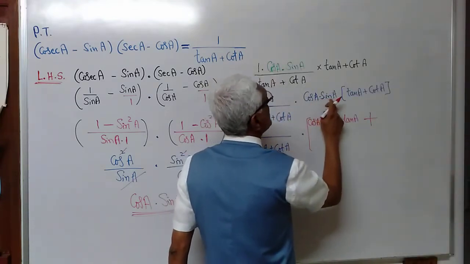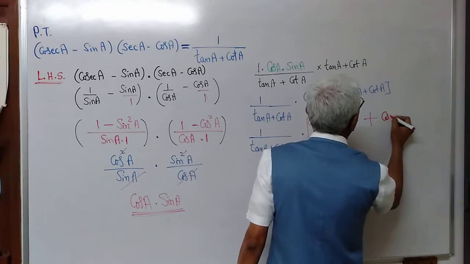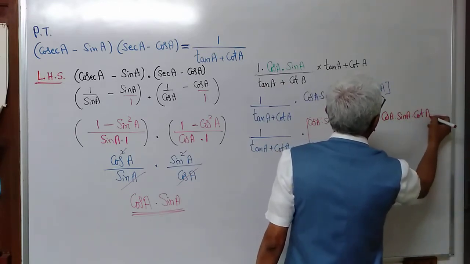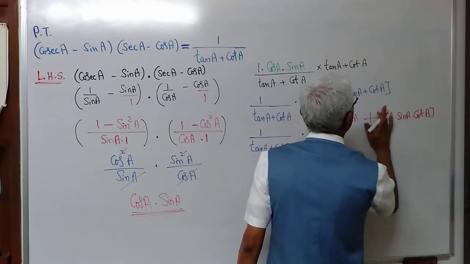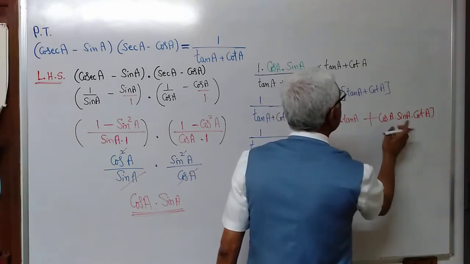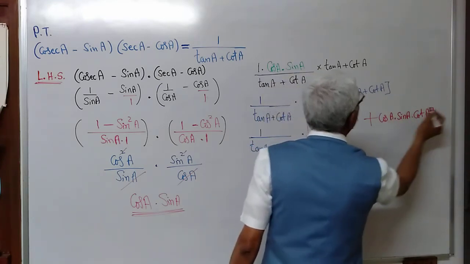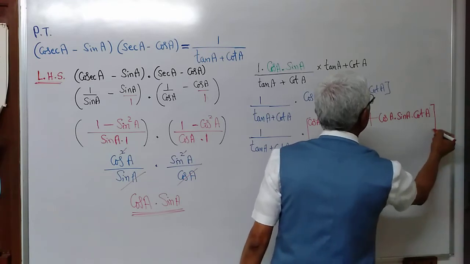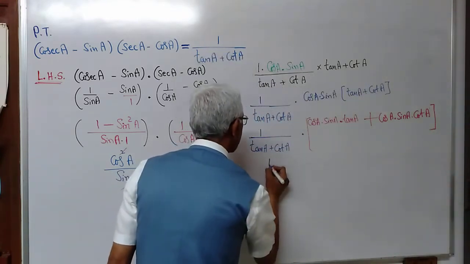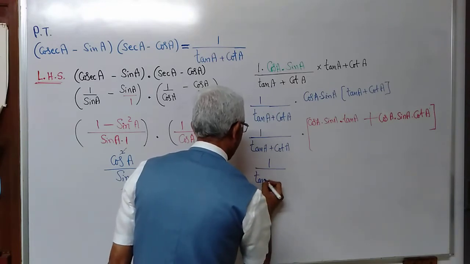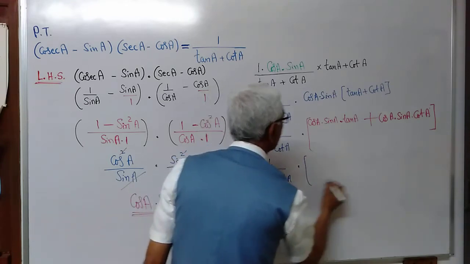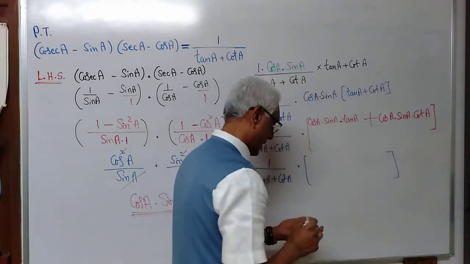Next, cos A sin A into cot A. Cos A into sin A into cot A, correct? Beauty. Observe, observe, observe. That is 1 over tan A plus cot A into what is happening in the bracket.